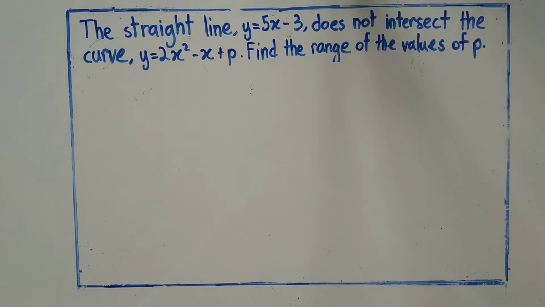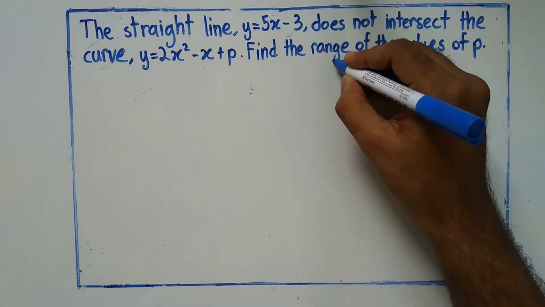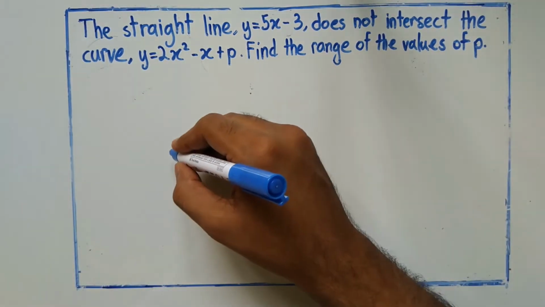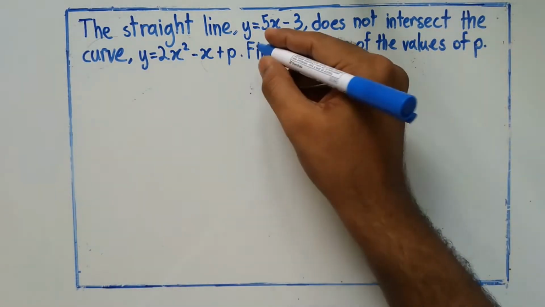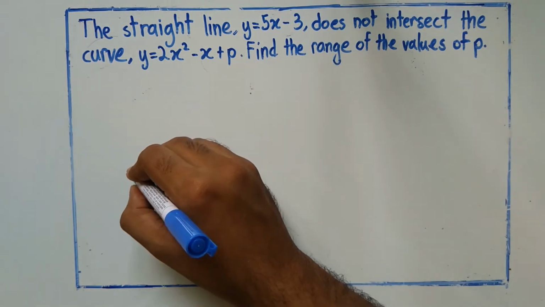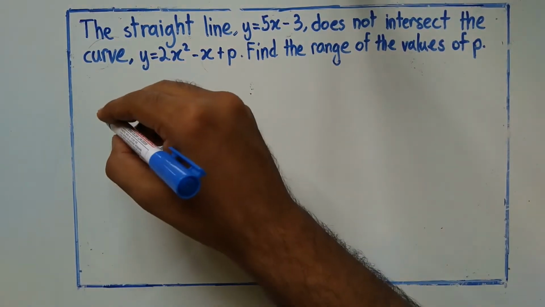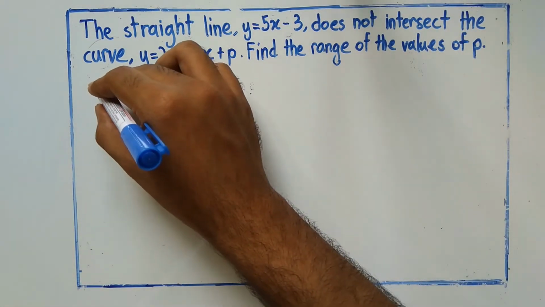Let's move on to the first question. Here, the straight line y equals 5x minus 3 does not intersect the curve y equals 2x squared minus x plus p. Find the range of the values of p. Let us draw the functions first. We have the straight line, which is a positive gradient line, and then we have a curve, which is a quadratic curve, which does not intersect.